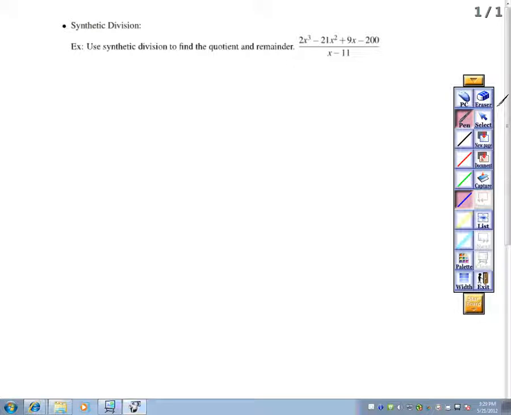Use synthetic division to find the quotient and remainder. I have the polynomial 2x cubed minus 21x squared plus 9x minus 200, and I'm going to divide that by x minus 11.